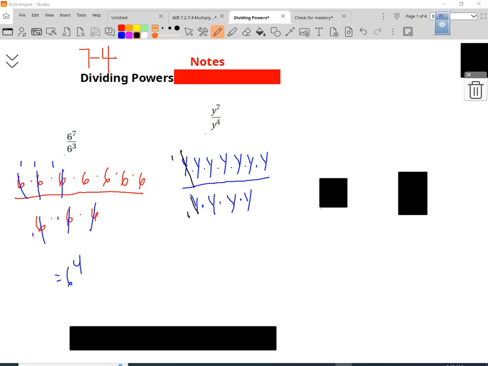So when we simplify y in the numerator, y in the denominator, what do we have left? Y to the third power. So let's do one more. How about m to the fourth power divided by m?